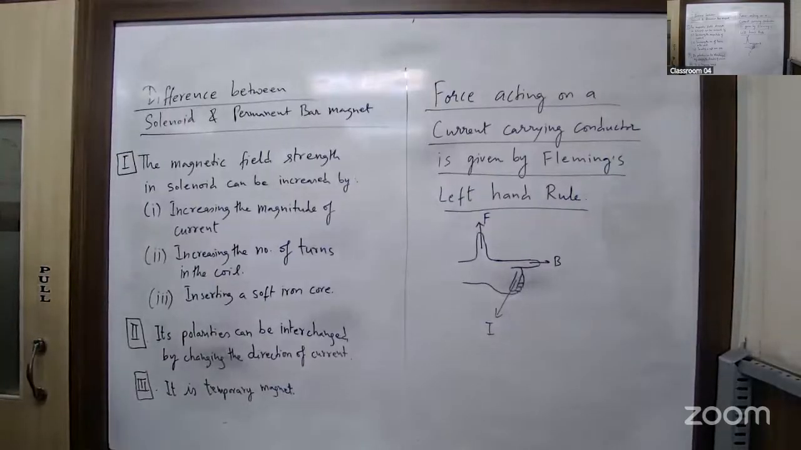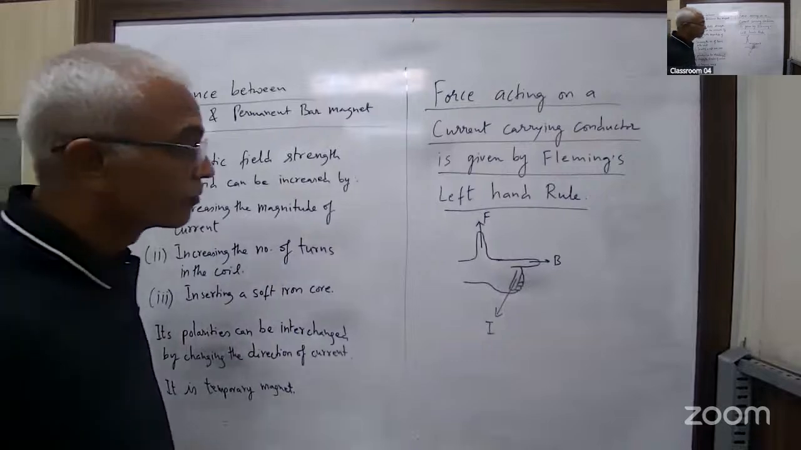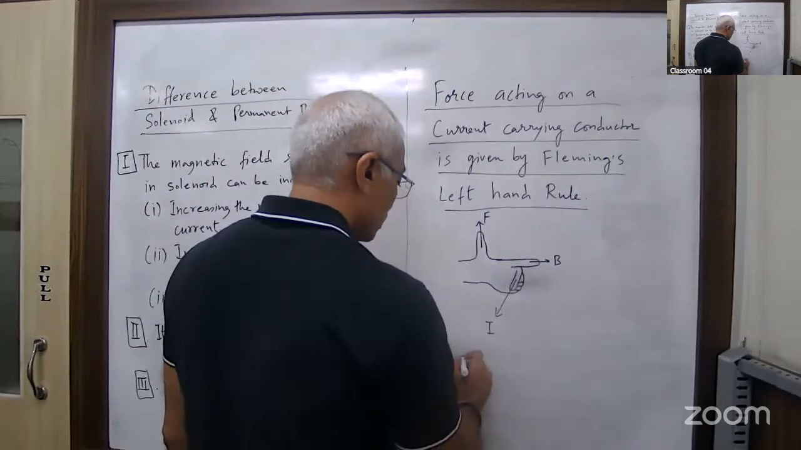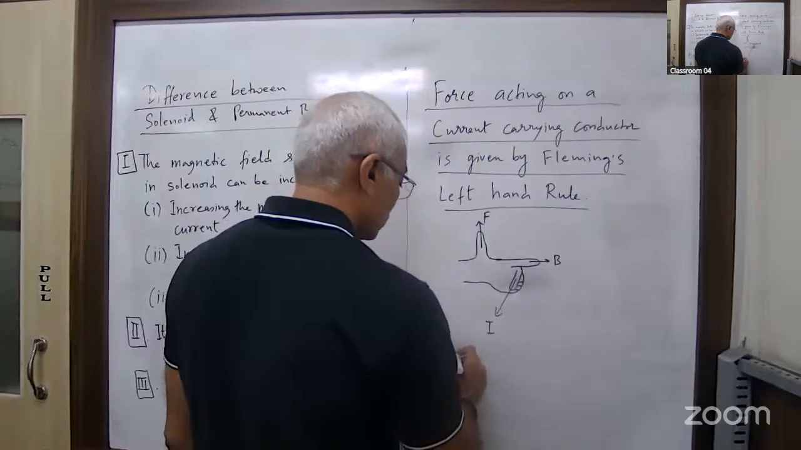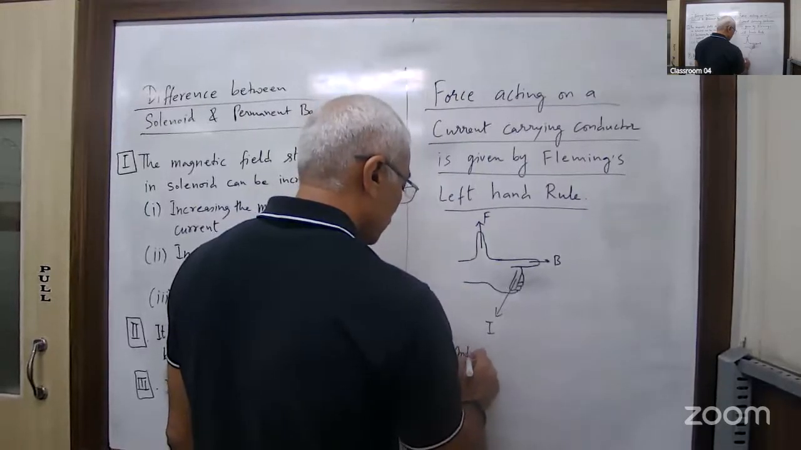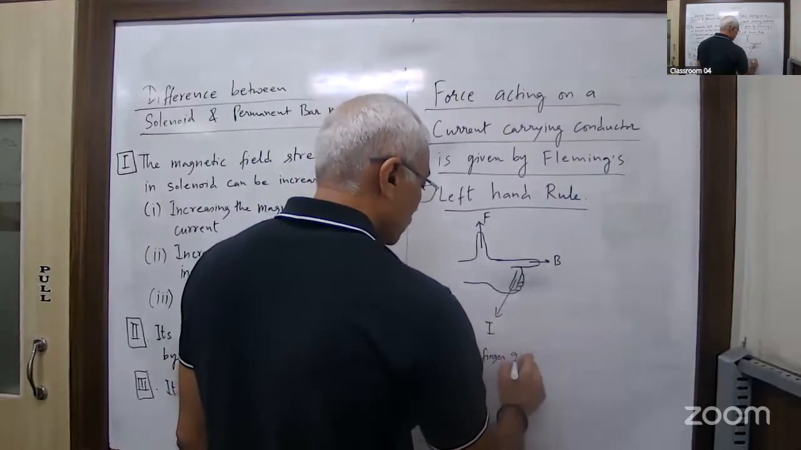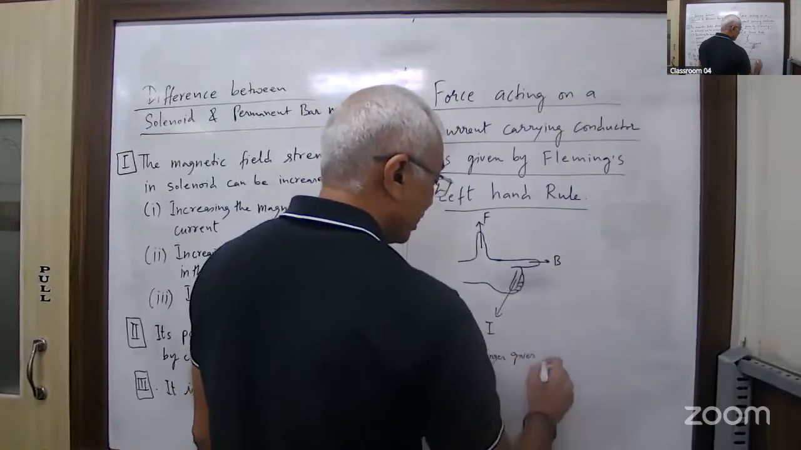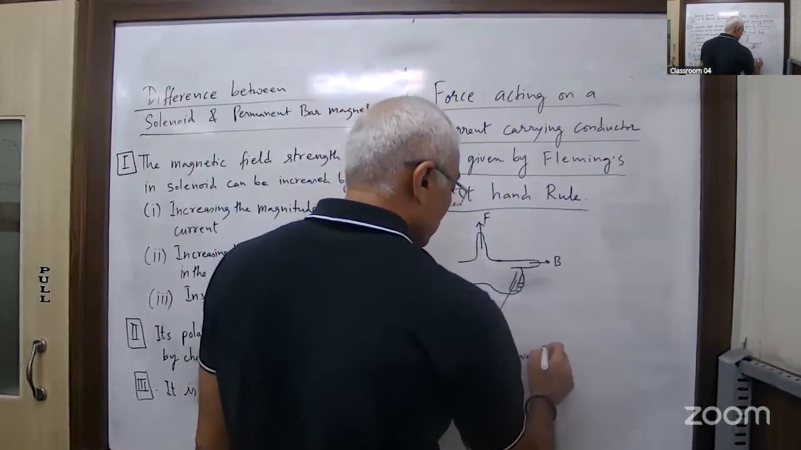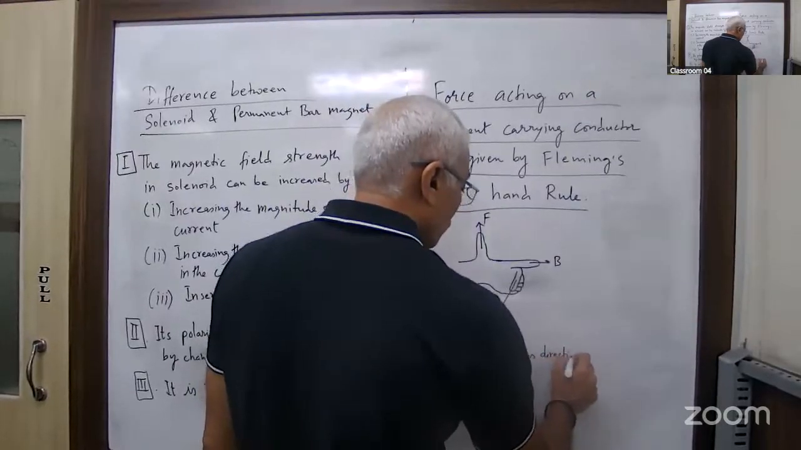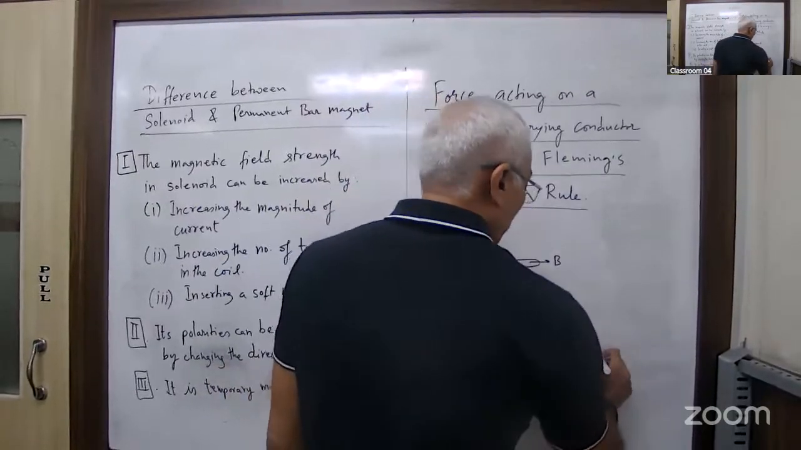So the index finger indicates the direction of magnetic field. Middle finger indicates the direction of current, and thumb the direction of force. So answer B. B is your magnetic field direction.